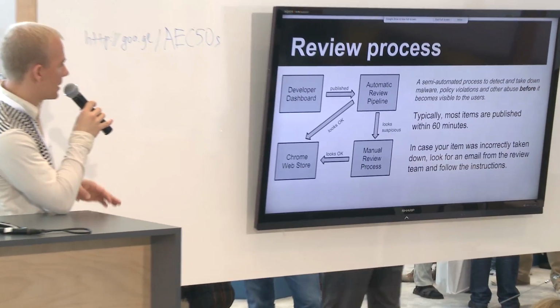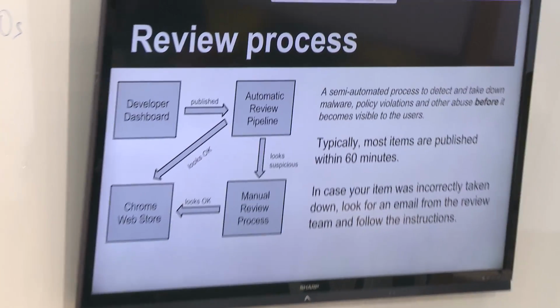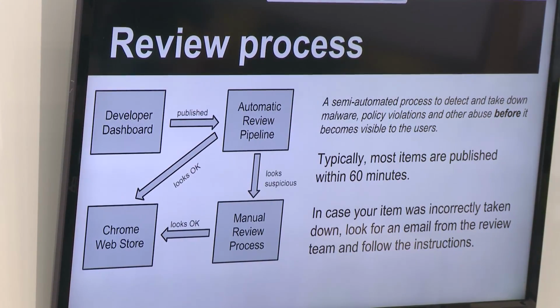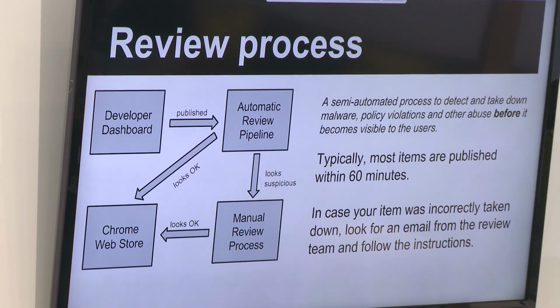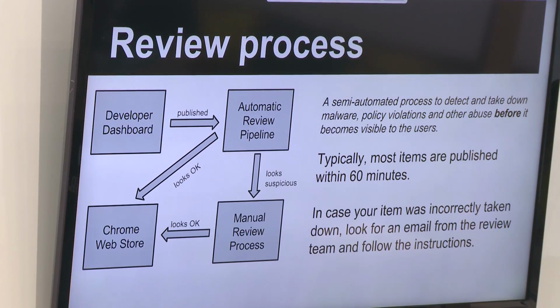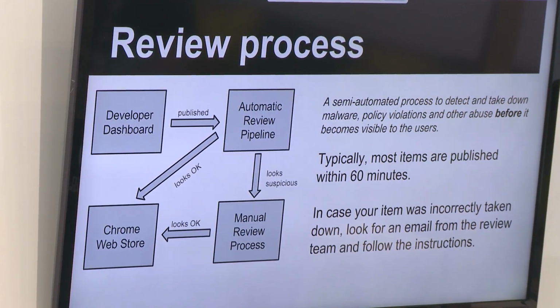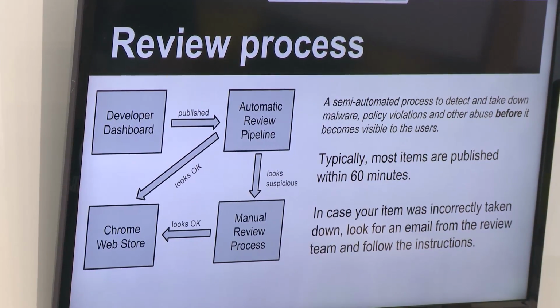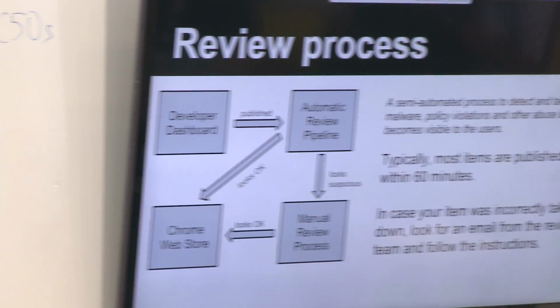It can say the item is not safe, it's malware, and then we take it down. And then it can also say, I don't know, but it looks suspicious. So then if it looks suspicious, we send it to manual review process. And it can take slightly more time in that case. So we have experts to look at each particular item.